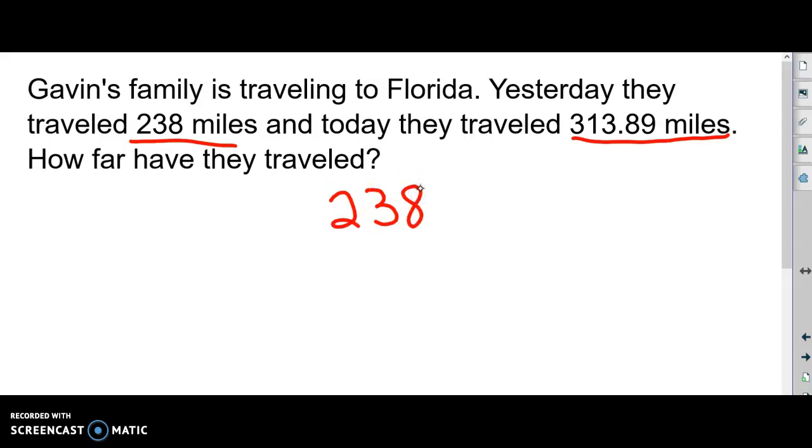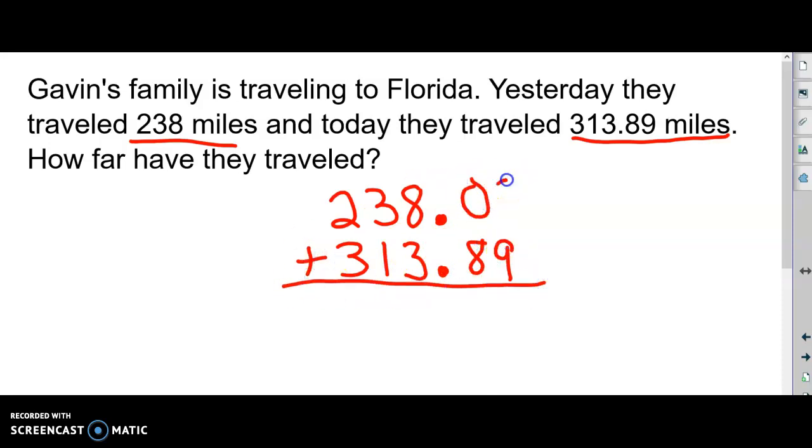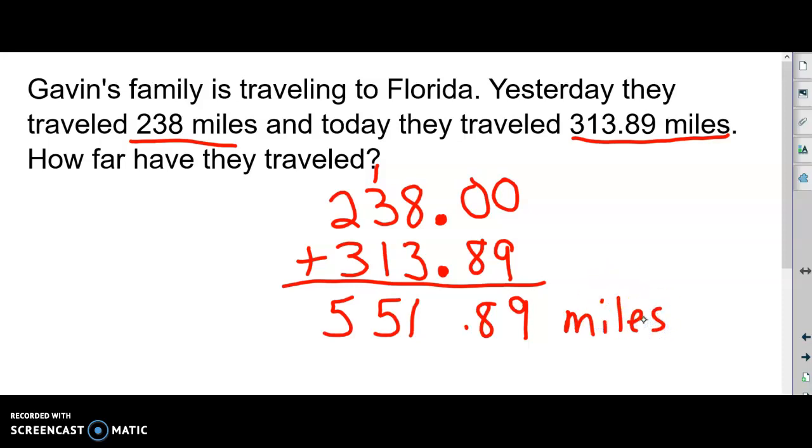That's a whole number, so we know there's an invisible decimal point here. Let's make it visible. And then 313 and 89/100. So 313, the whole number, has to go underneath 238 and then 89/100. Then I'm going to have to annex 2 zeros here at the end to fill in those spaces. And now everything's lined up, and I can add. 8 plus 3 is 11. 3 plus 1 plus 1 is 5. 3, 4, yep. And 2 plus 3 is 5. So our final answer is 551 and 89/100 miles.